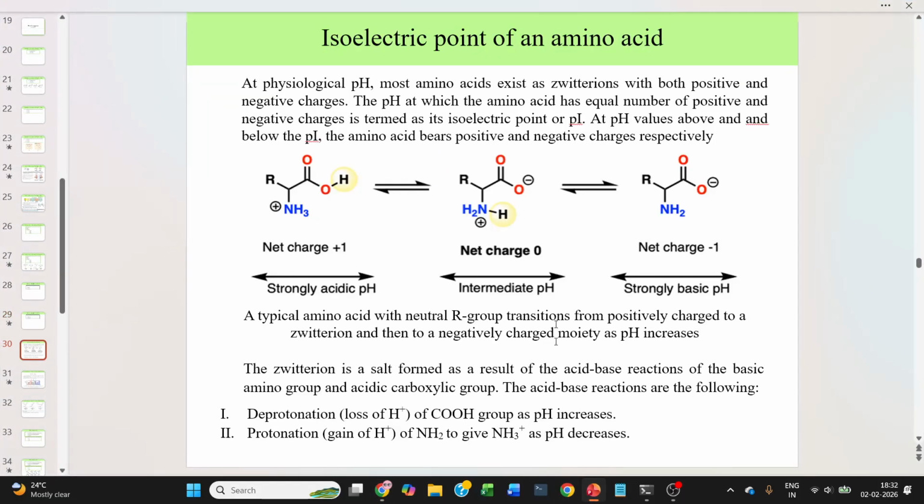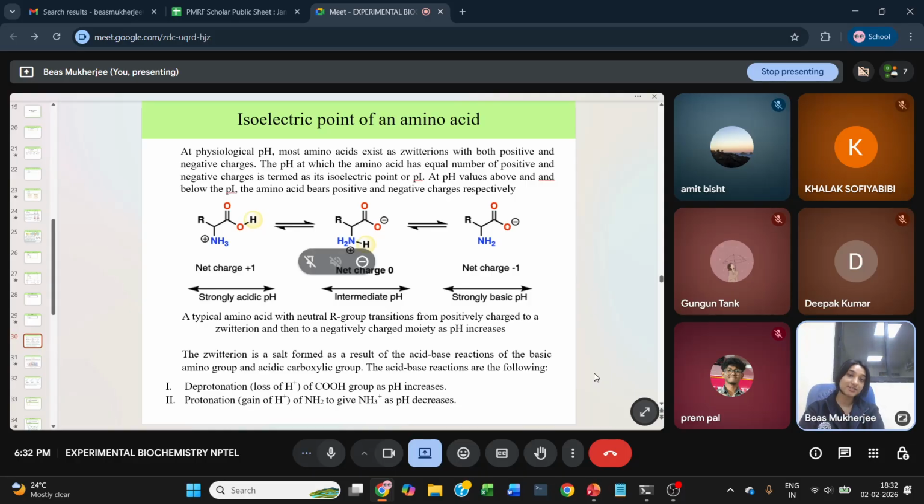Okay. Now we'll talk about isoelectric point. So based on what we have discussed until now, I think it is already clear to you. At physiological pH, most amino acids exist as zwitterions with both positive and negative charges. Right? The pH at which the amino acid has an equal number of positive and negative charges is termed its isoelectric point. The net charge on that amino acid is 0.